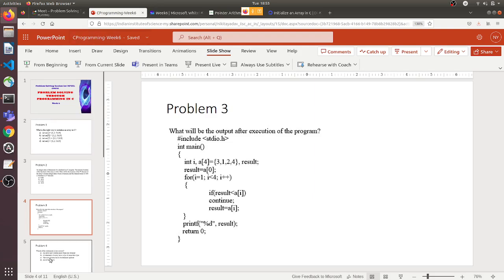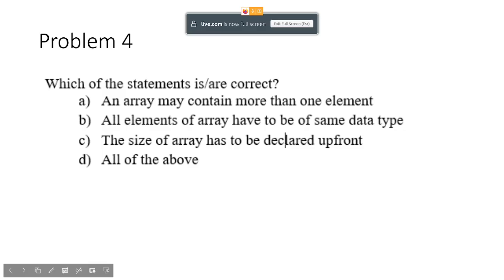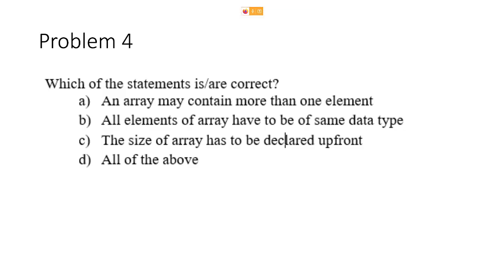Okay, let's look at the next question. Which of the statements is or are correct? An array may contain more than one element. All elements of an array have to be of the same data type. The size of the array has to be declared upfront. All of the above.